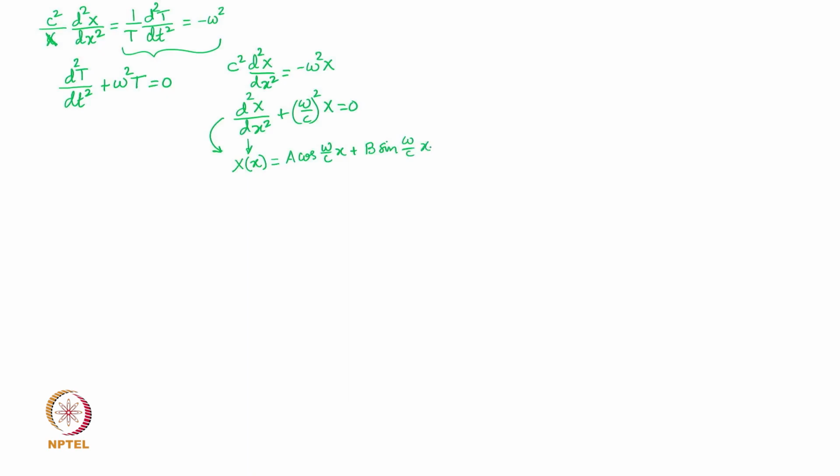This is very similar to the general solution that we wrote for m x double dot plus kx equal to 0. When we wrote that general solution, we wrote this as a cos ω_n t plus b sin ω_n t, isn't it? Because this equation would be converted into x double dot plus ω_n² x equal to 0. Now ω_n² is replaced here by (ω/c)². So obviously, the independent variable here is t, whereas here it is x.